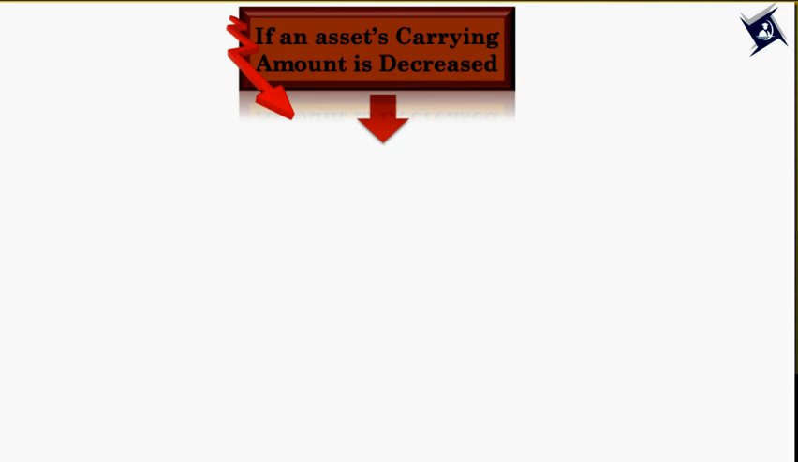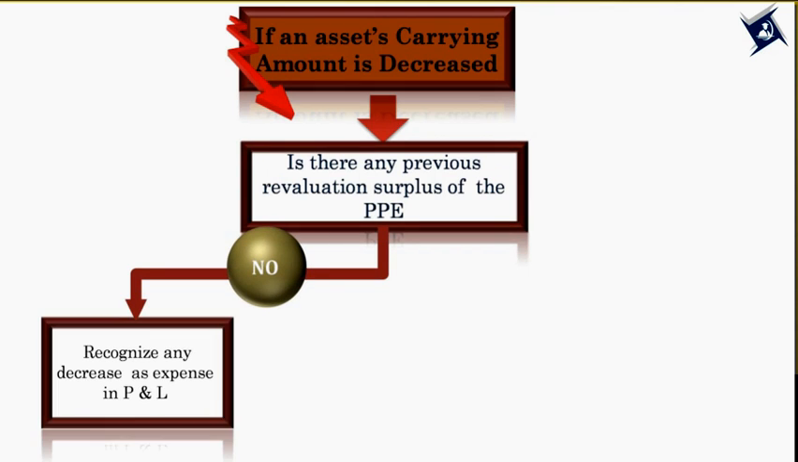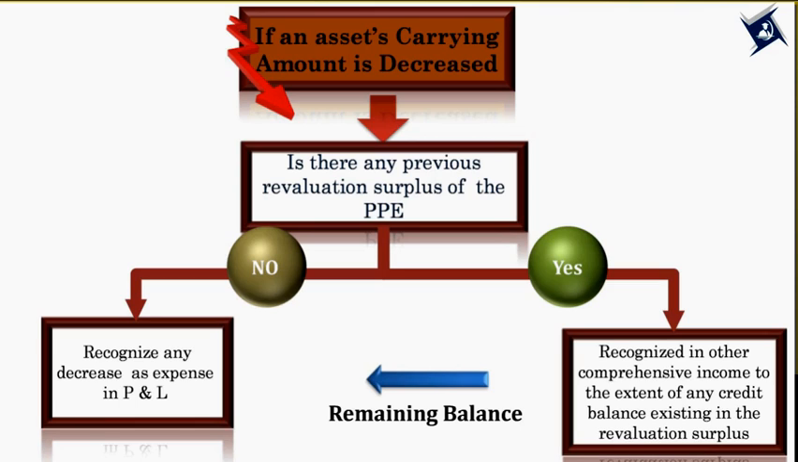If an asset's carrying amount is decreased as a result of a revaluation, the decrease shall be recognized in profit or loss. However, the decrease shall be recognized in other comprehensive income to the extent of any credit balance existing in the revaluation surplus in respect of that asset. The decrease recognized in other comprehensive income reduces the amount accumulated in equity under the heading of revaluation surplus.